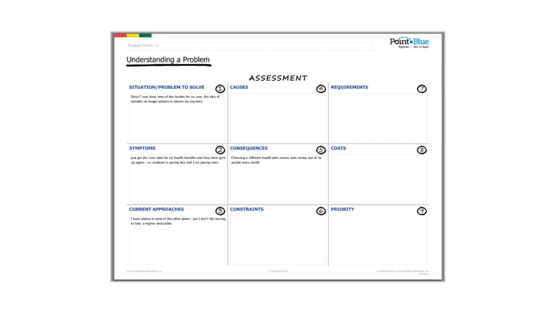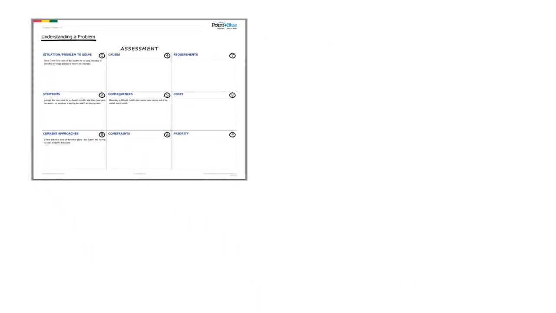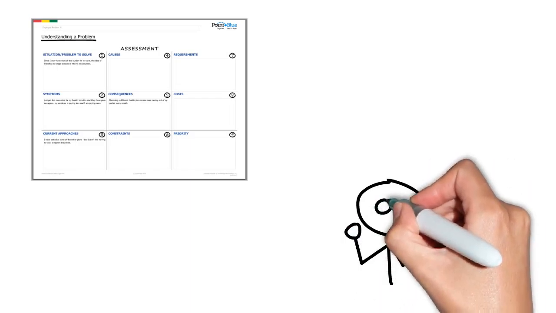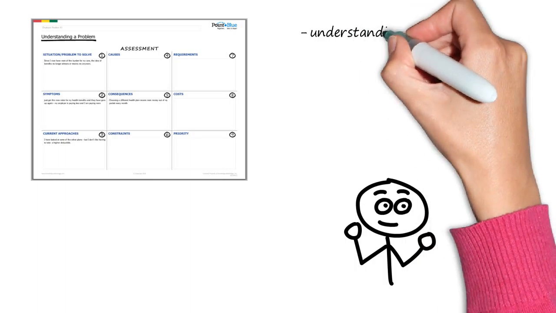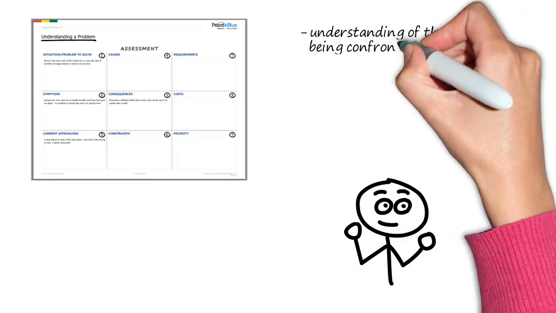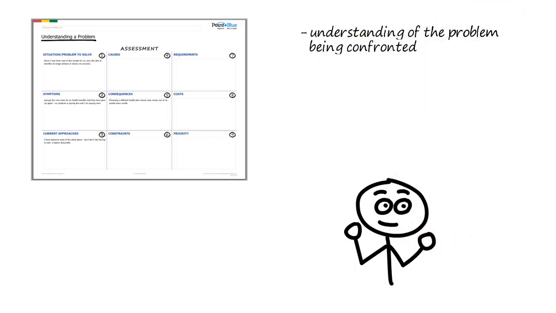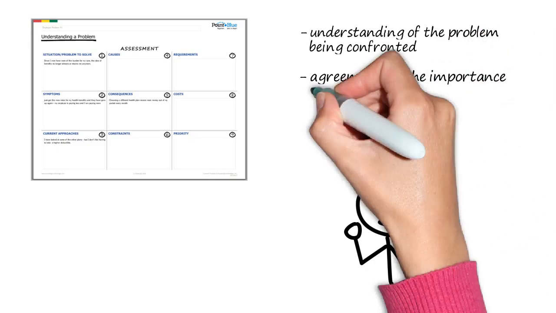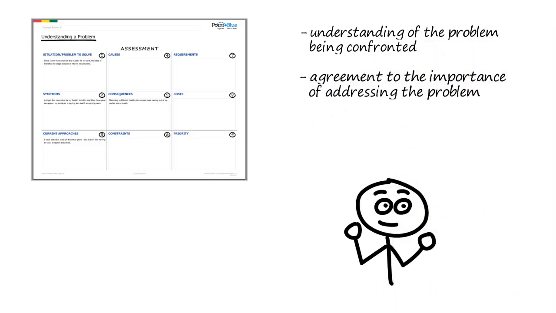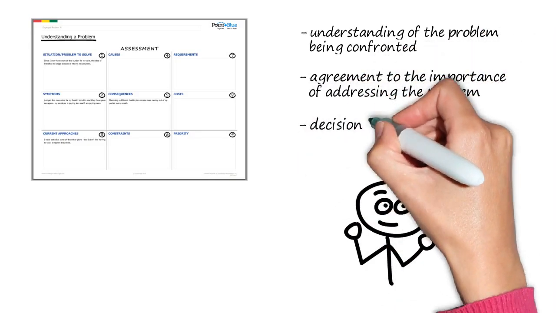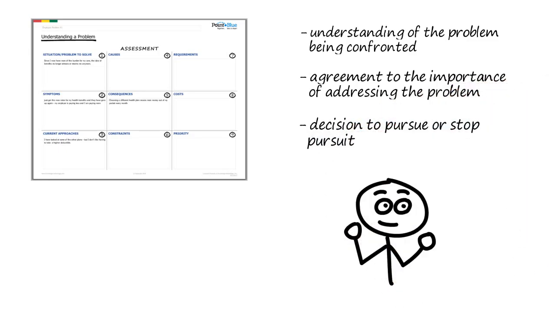As this example highlights, there are a number of expected outcomes you can count on whenever you use the Understanding the Problem with a group of stakeholders. These include a thorough understanding of the problem being confronted, agreement among key stakeholders to the importance of addressing the problem, and an informed decision to either pursue or stop pursuit of a solution to solve the problem.